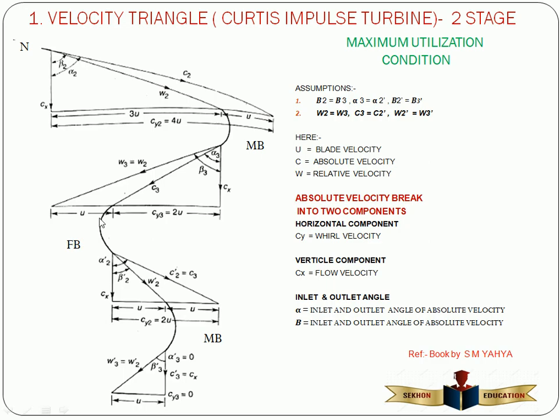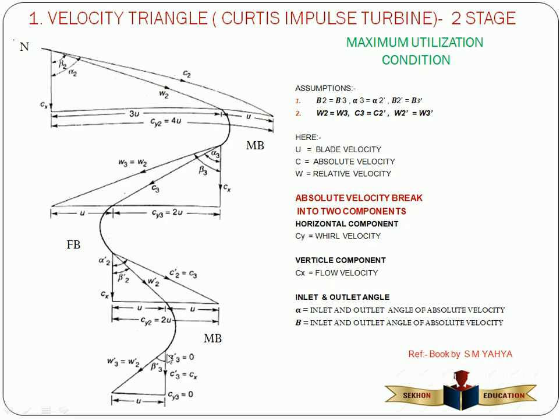So this is the condition given to you: alpha 3 equals alpha 2 dash, then C3 equals C2 dash. That means the absolute velocity at the fixed blade inlet is equal to the outlet absolute velocity. This is the assumption, but practically it is not equal. There is a little bit of drop.